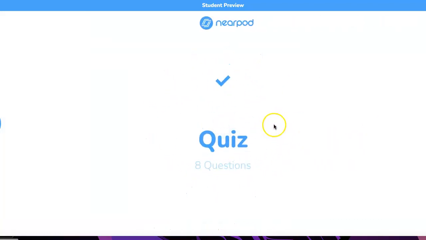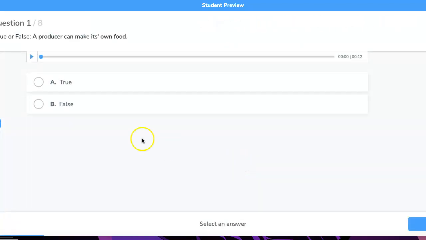In one of my final slides, I incorporated a quiz of a total of 8 questions. Here, I can assess what students were able to retain throughout the lesson.